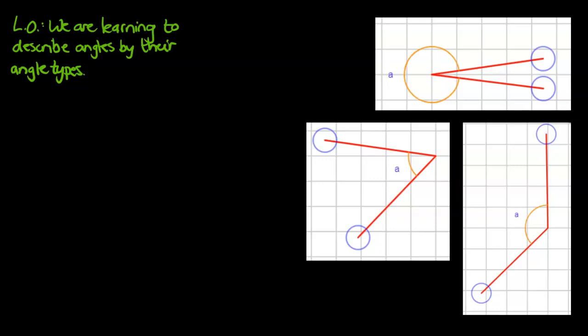Today's learning objective is in green and we are learning to describe angles by their angle types. So the key thing from today's video is we need to have an understanding of the types of angles that there are. And as a big hint, I'm going to be writing the numbers, but there are 6 different angle types in total. And we need to be confident and comfortable with all 6 to be able to classify or describe an angle by its type. So we're actually going to do something a bit weird.